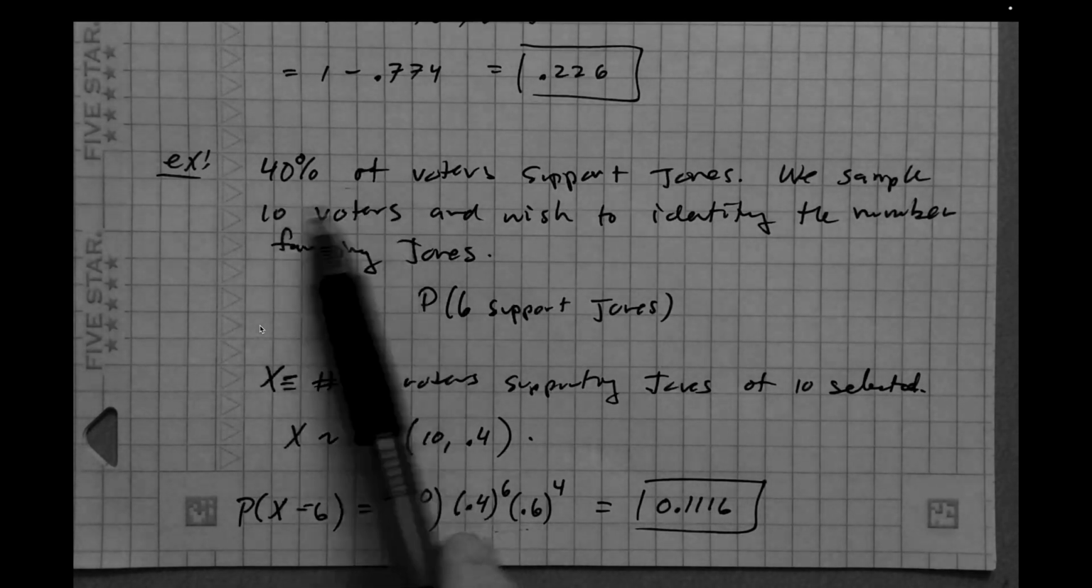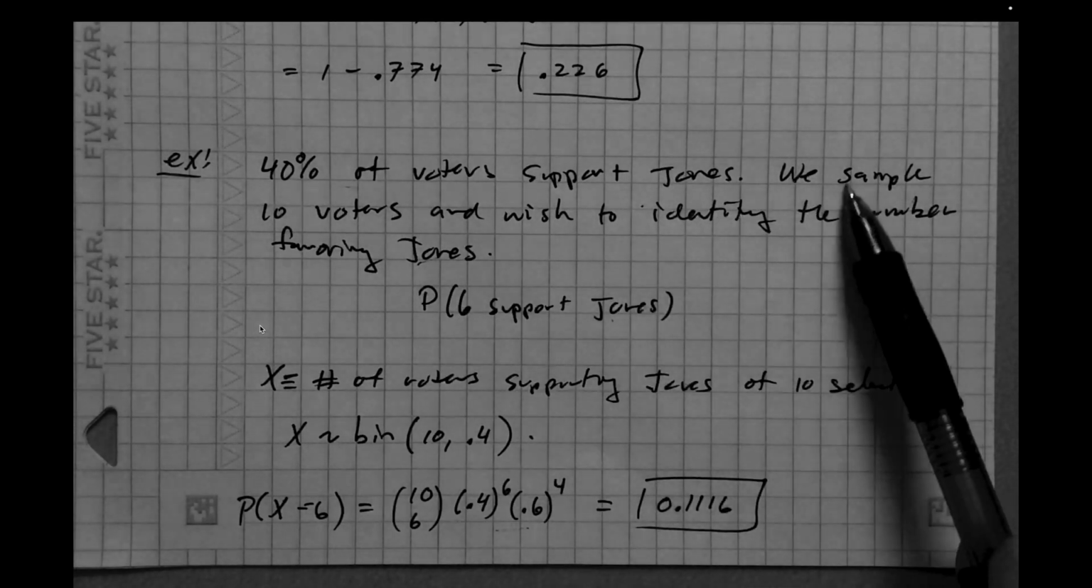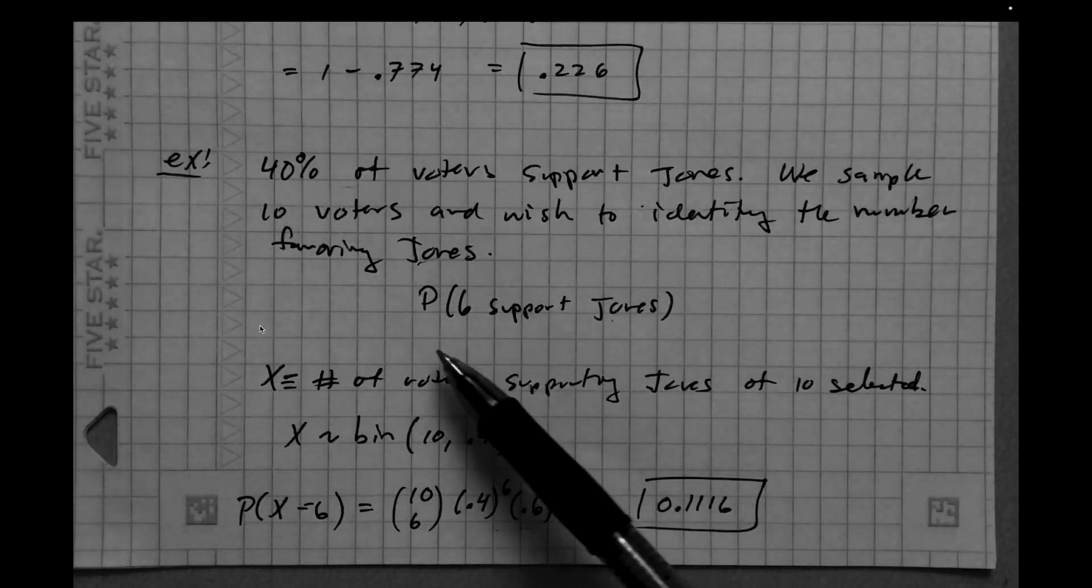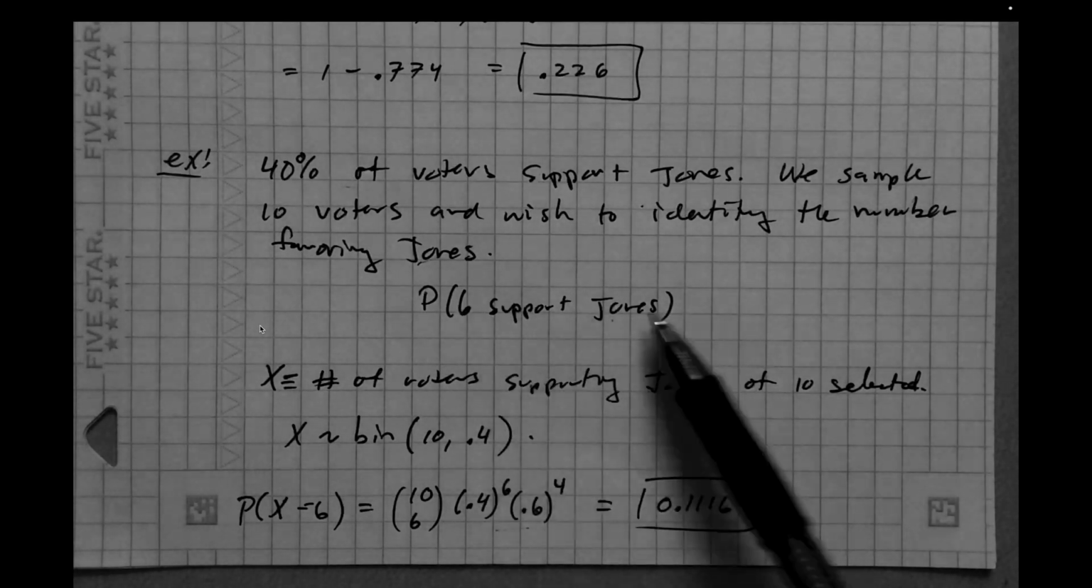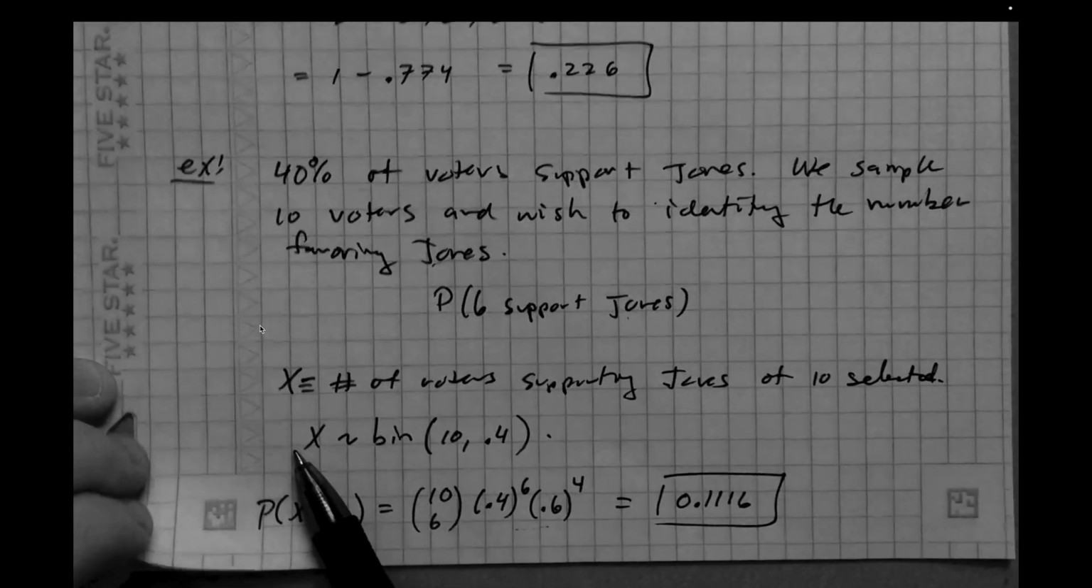Right, so again, this kind of works because we're talking about a large population of voters. So 40% of a large population of voters support Jones, right? And so we're going to just pull 10 of them out of this large population. We want to identify the number favoring Jones, specifically the probability that 6 of the 10 support Jones, right? And so in this case, X can be modeled using a binomial distribution. All right, very good. So that is what the binomial distribution is all about.